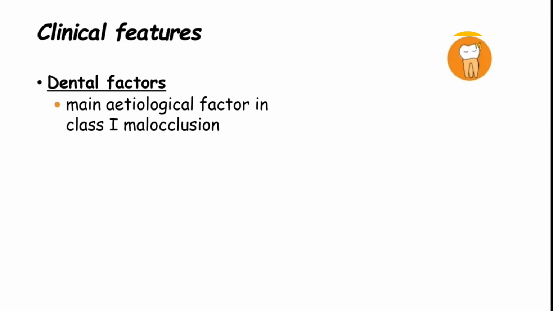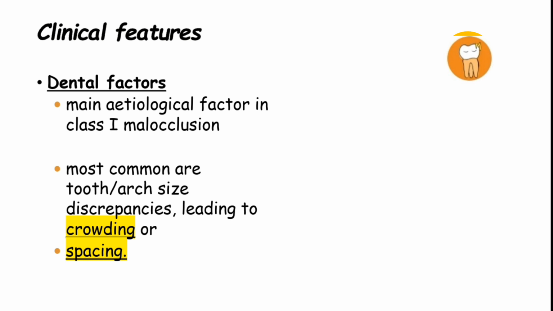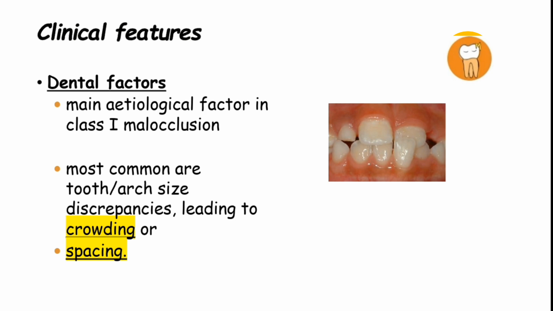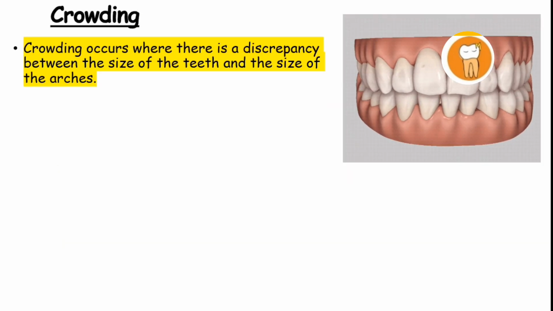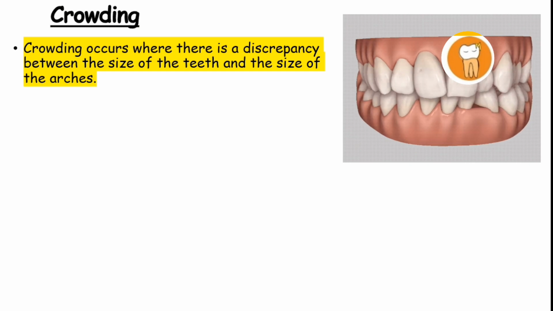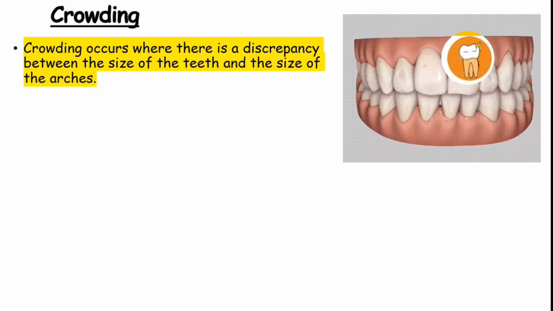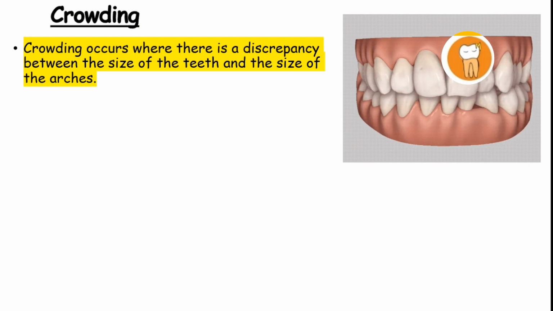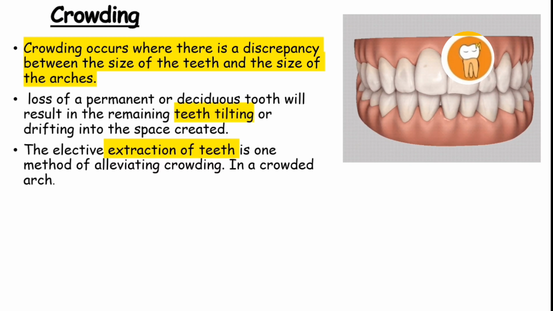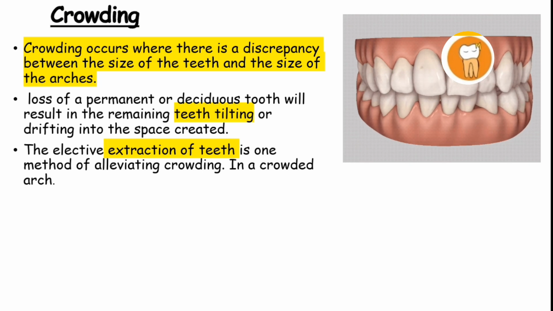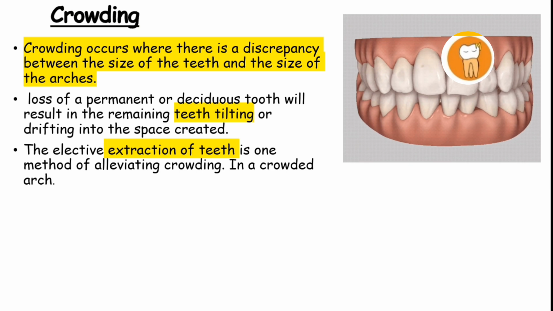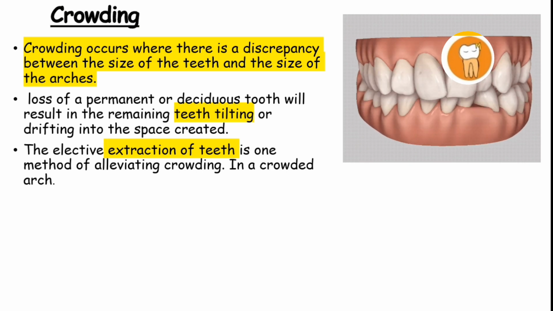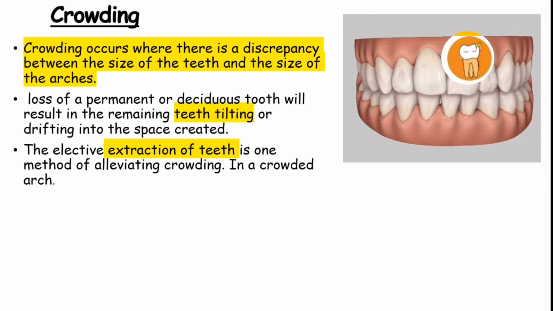Now we'll talk about dental factors, and the clinical features we can see are crowding and spacing, which are a main etiological factor in class 1 malocclusion. Talk about crowding. Crowding occurs where there is a discrepancy between the size of the teeth, that is, when there is increased tooth material, and the size of the arches, when the arch size is decreased, resulting in crowding. Loss of a permanent or deciduous tooth will result in the remaining teeth tilting or drifting into the space created. The elective extraction of teeth is one method of alleviating crowding in a crowded arch.